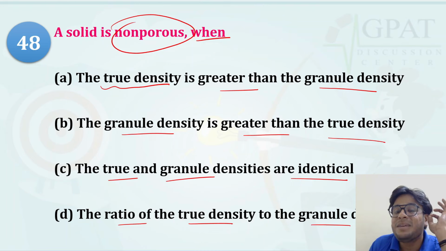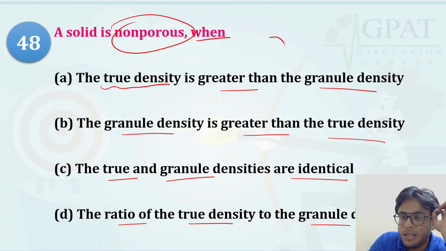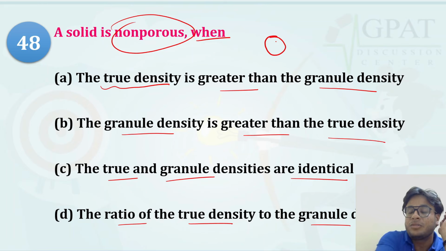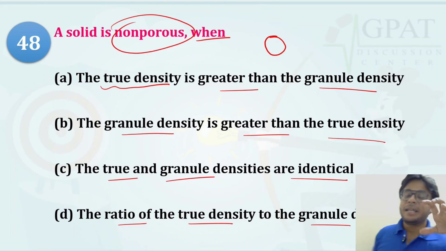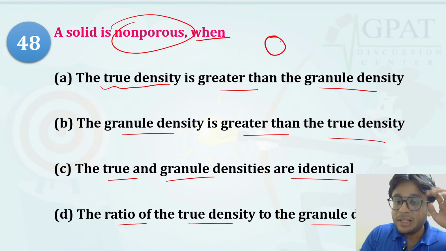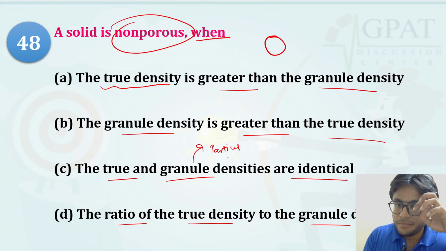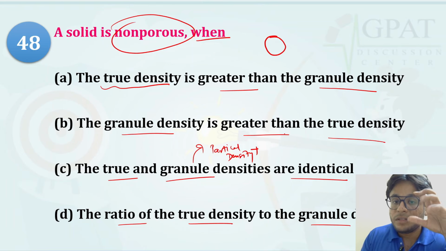The only point that makes sense here is a particle that is non-porous in nature. So what is true density? The true density is the density of the particle itself, the particle density. And the granular density is the density of the particle plus the void spaces that are also included in that granular volume. What kind of void spaces are included in it? They are the intraparticular void spaces.